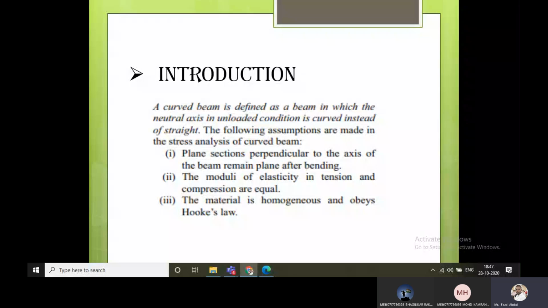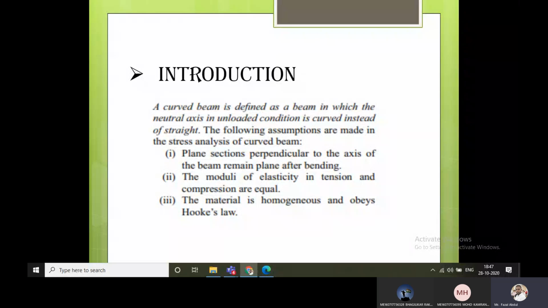It is a different beam, in which the neutral axis in the unloaded condition is curved instead of straight. It means that even if we remove the load after applying it, the beam stays in the bent position. Such beams are known as curved beams. For curved beams, some assumptions are there.